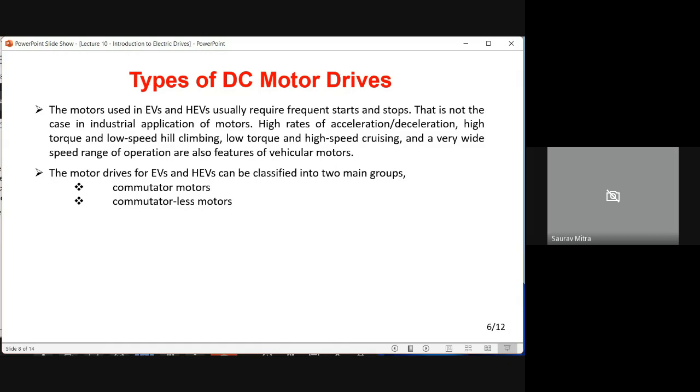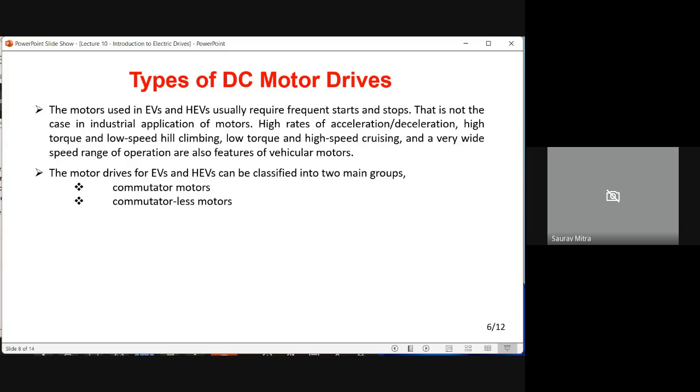Now we are going to see the types of DC motors. So in EV, EHV, usually they require frequent start stop, because if they find that there is traffic in front, or the road condition is not good, they have to stop. So this is not the case in industrial application of motors.